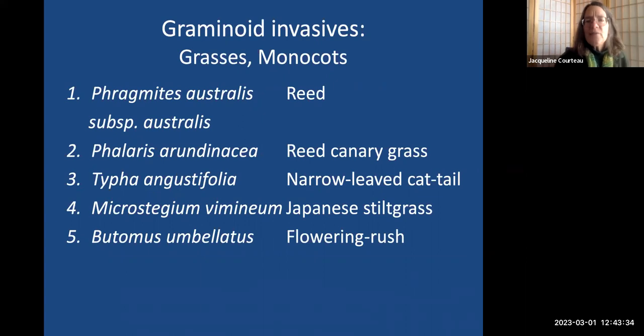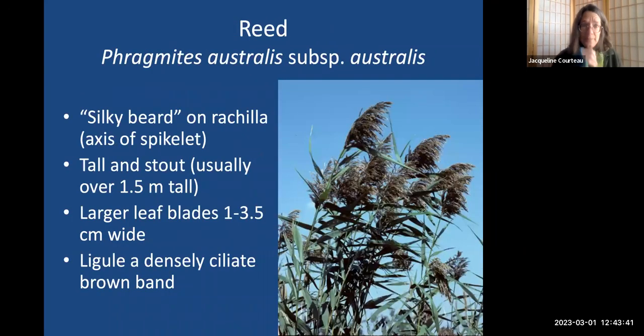So, some invasive graminoids, and these are grasses, but I'm also including a monocot, excuse me, reed, which is Phragmites australis, subspecies australis. We have a native, which is no longer considered a separate species, but is a different subspecies, subspecies americanus. You will know this by the silky beard on the axis of the spikelets, which gives it this dense, fuzzy look to the seed heads.